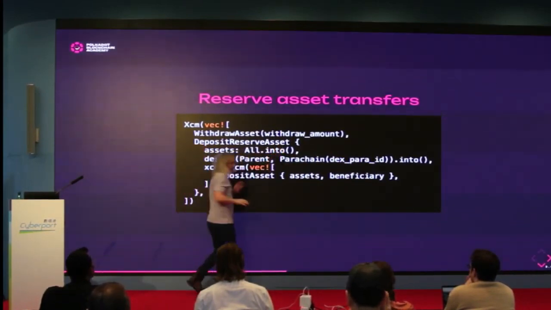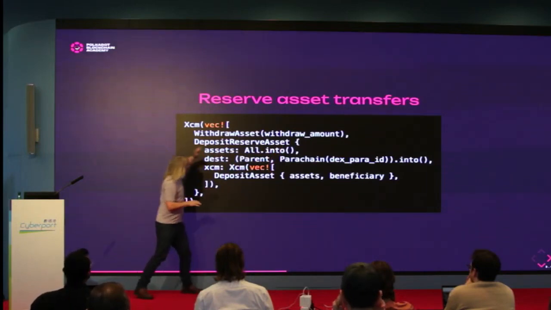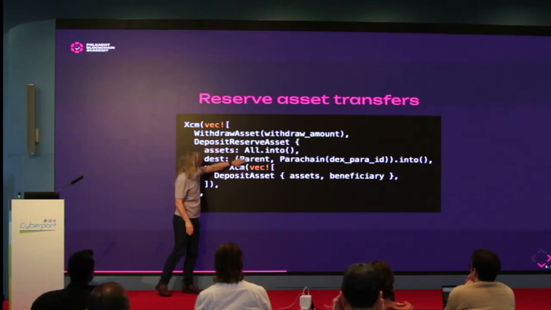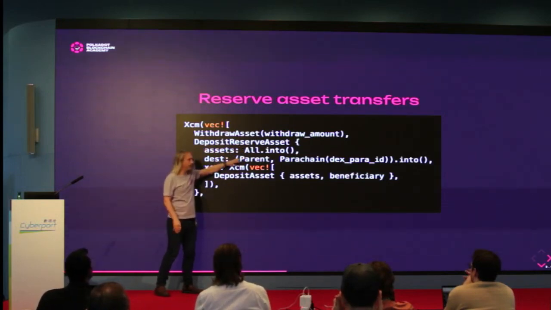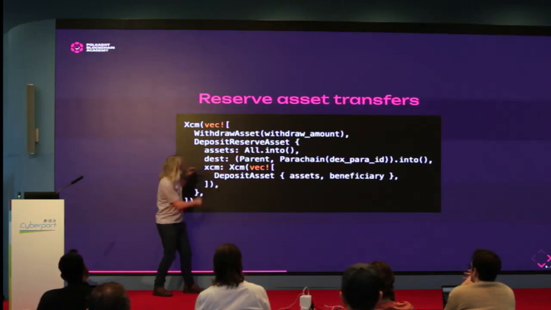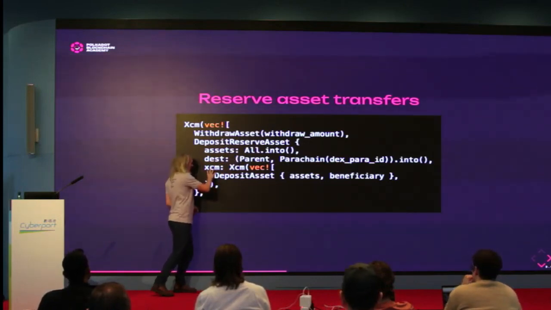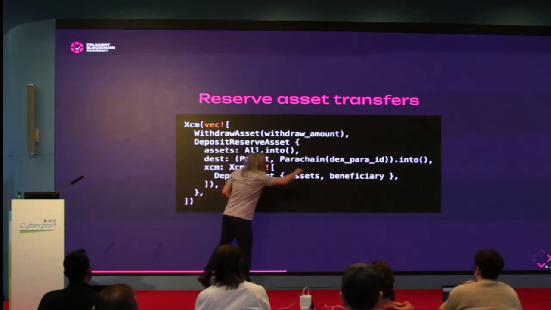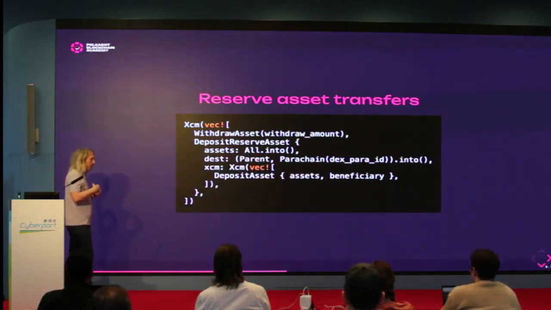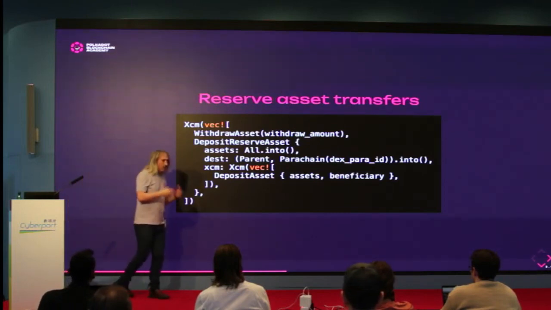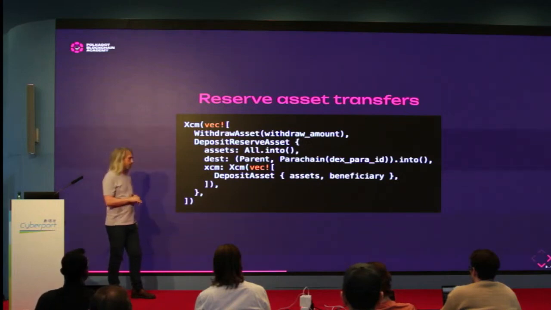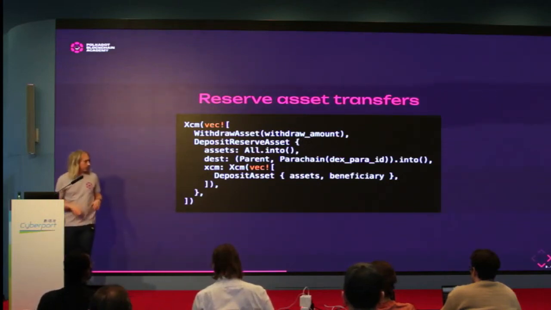Deposit reserve asset does exactly the same thing. Take some assets out of the holding register, put them in an account ID associated with some location, and controlled by that location. And then send a message onwards to the location, instructing it to do stuff with a presumably now issued derivative asset. Yep. Good. All right. Okay, what are we doing here?